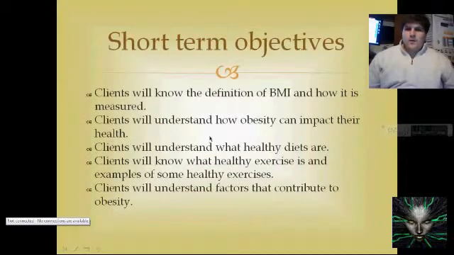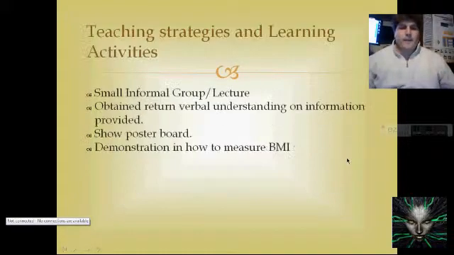Okay, these are our short-term objectives. We wanted them to understand why the BMI is taken, what it actually means, and how having an increased outer range BMI would impact their health. We were only focused on outer range BMI numbers in excess, not underweight but overweight. Then we talked about healthy diets, healthy exercise. We'll go over some more of this later on, and then other factors that contribute to obesity that they may not know about.